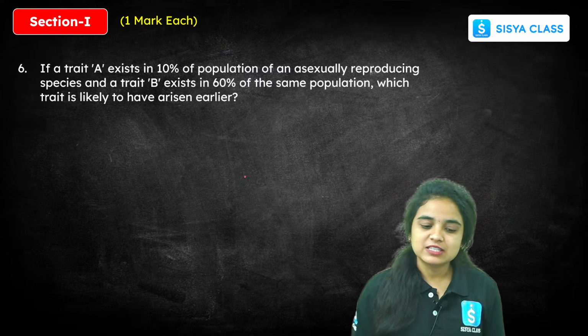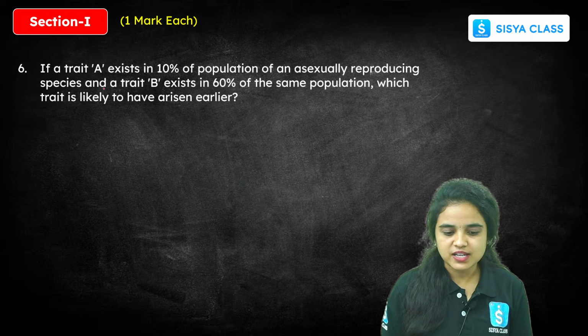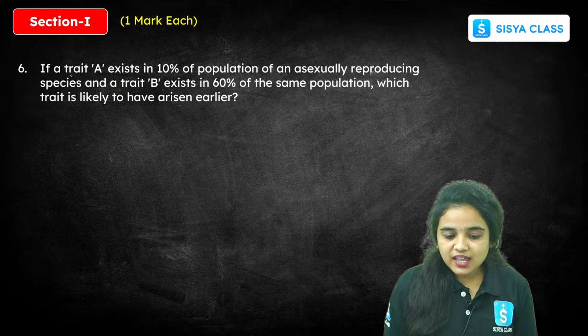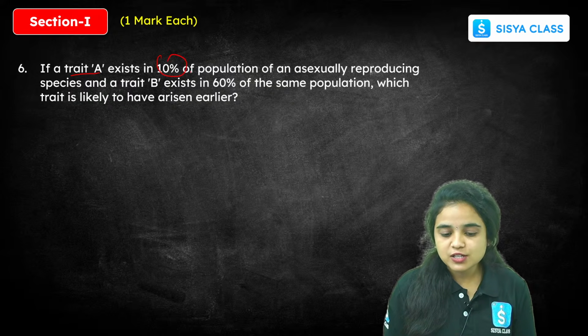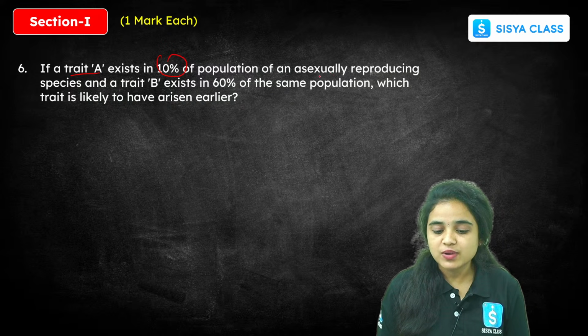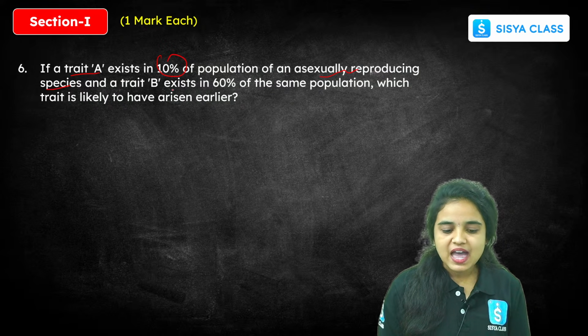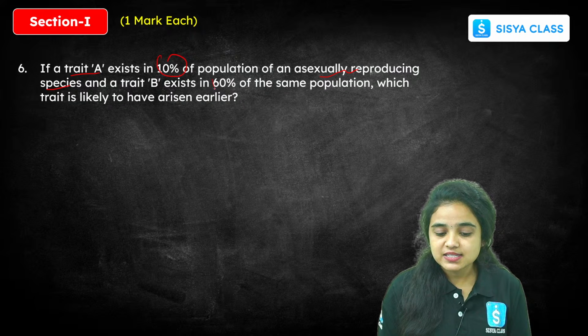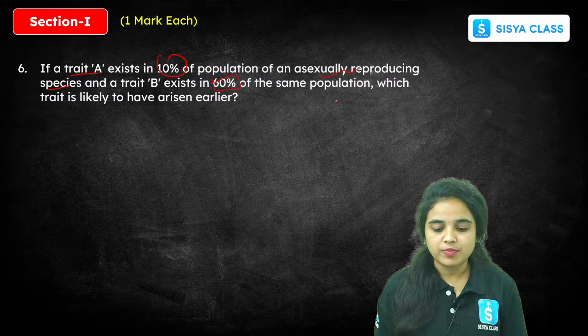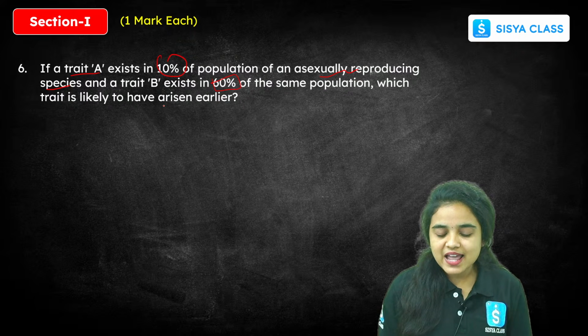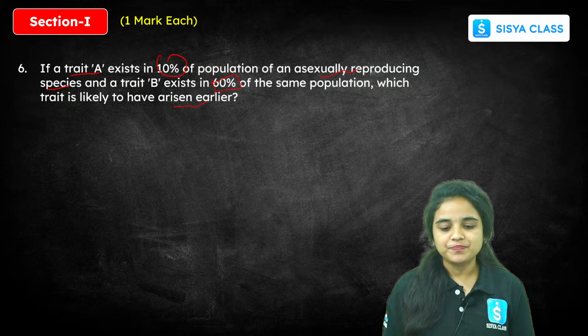Coming to the 6th question, let us see the question here, students. If a trait A exists in 10% of the population of an asexually reproducing species and a trait B exists in 60% of the same population, which trait is likely to have arisen early?